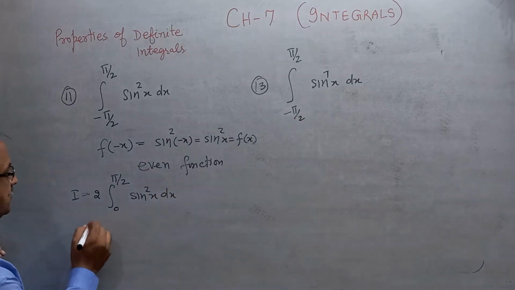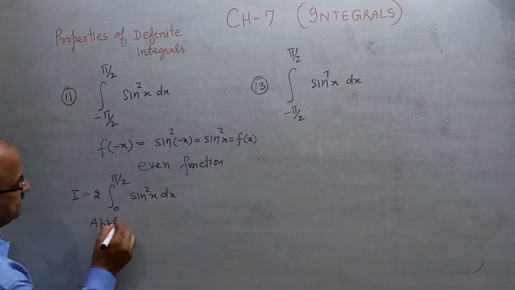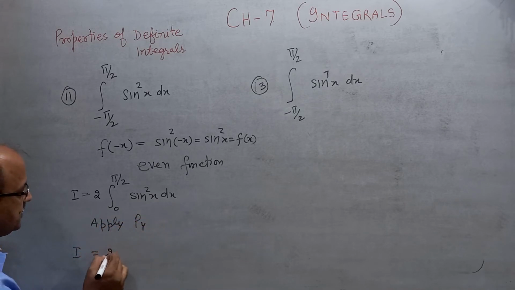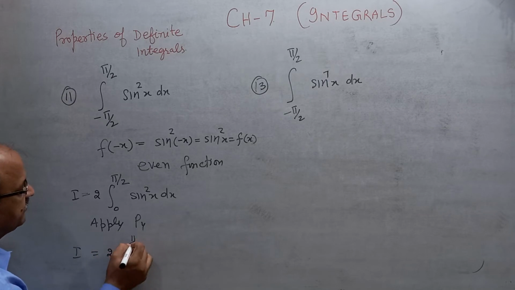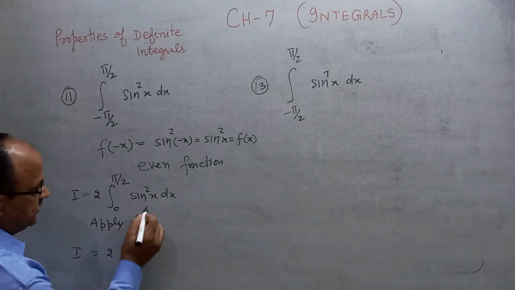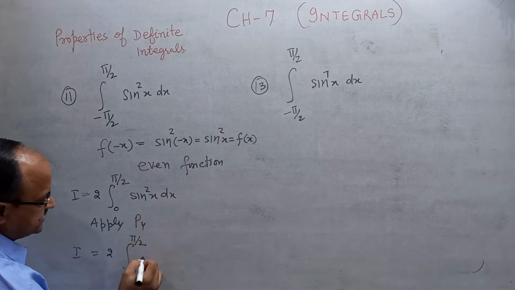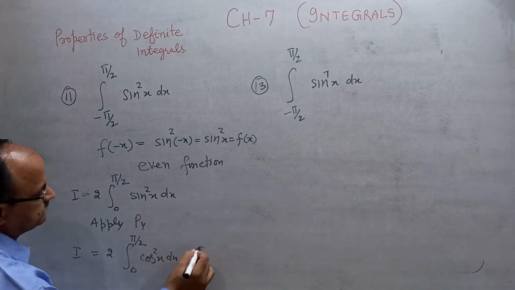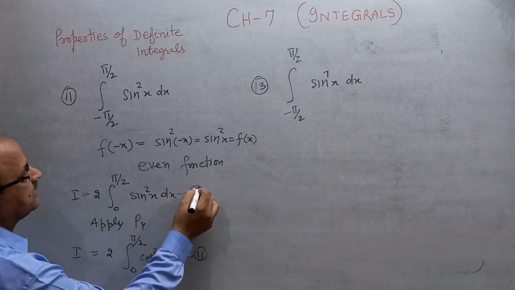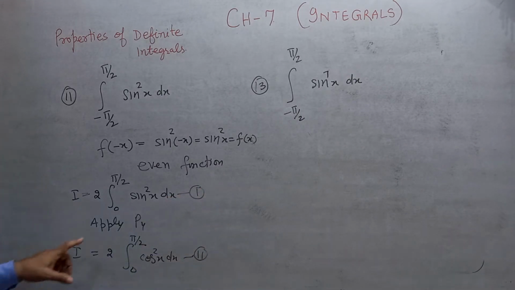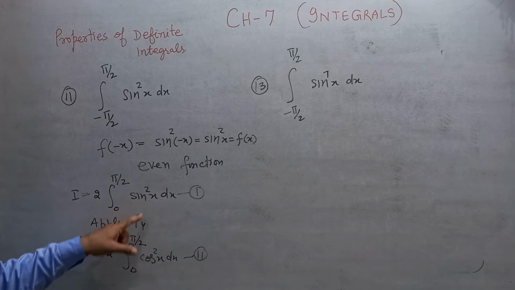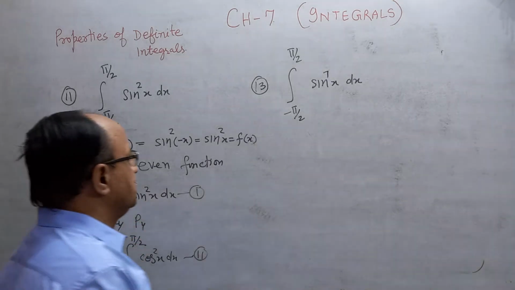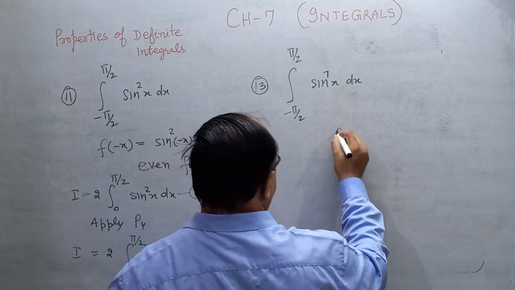Now apply P4. Twice the integral from 0 to pi by 2. When you write pi by 2 minus x here, it becomes cos square x dx. On adding the first and second, sin square x plus cos square x is 1. Further you can solve. Same here, apply P7.